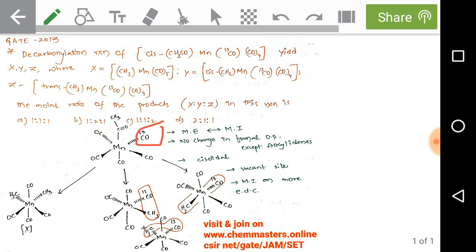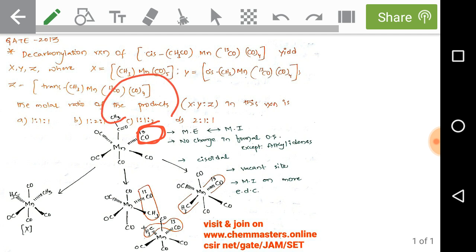Because here, C13O should cleave from the given octahedral manganese complex. Then only we can get the product without C13O. So that's why, in the first step, the vacant site should be formed by the cleavage of that C13O. After formation of this vacant site, what happens?